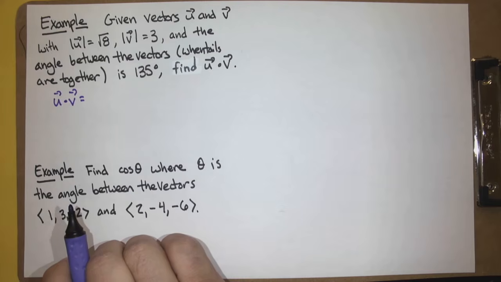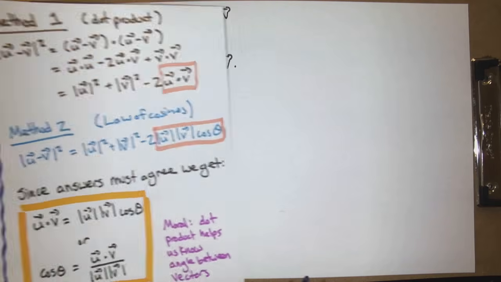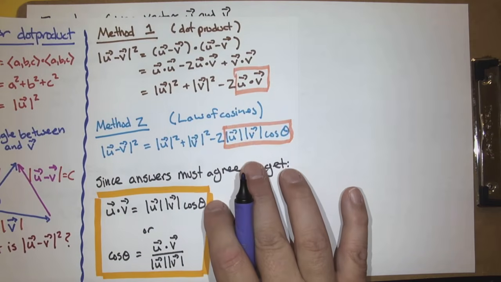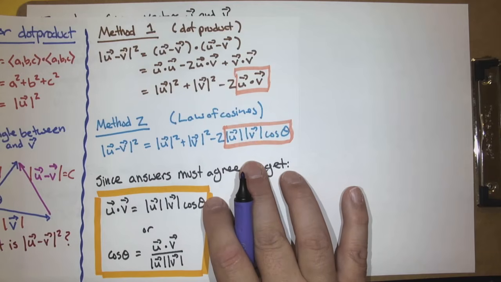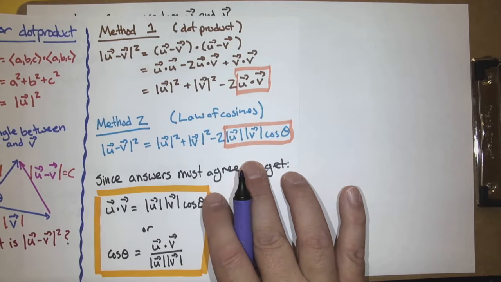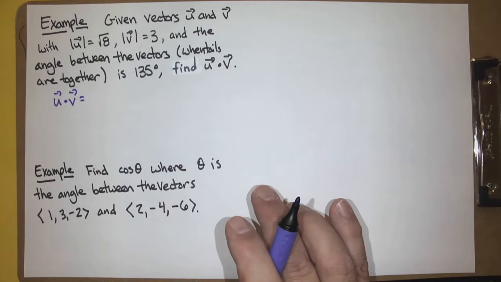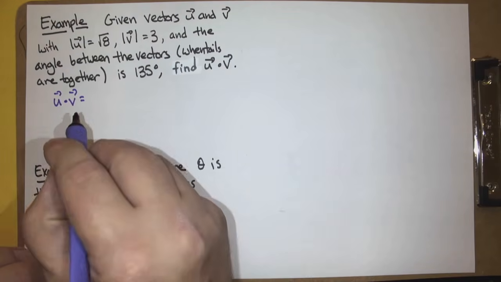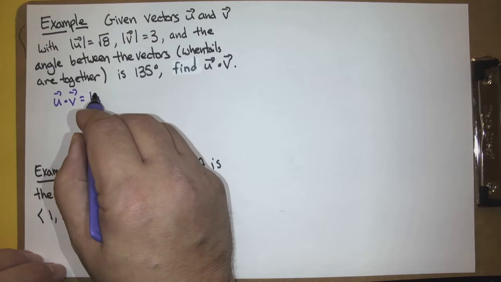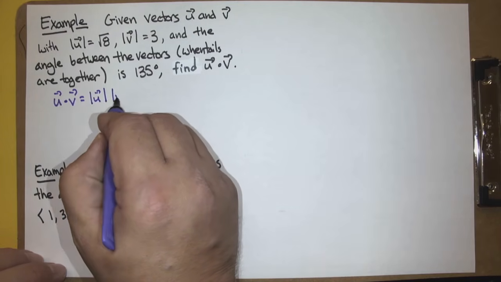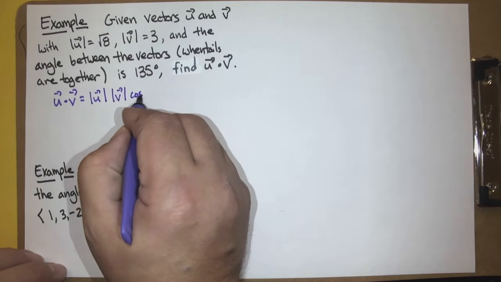Do we have a formula for it? Do we possibly have a formula for u and v dotted together? Yes. So what can we say about u dot v? Magnitude of u, magnitude of v, cosine theta.